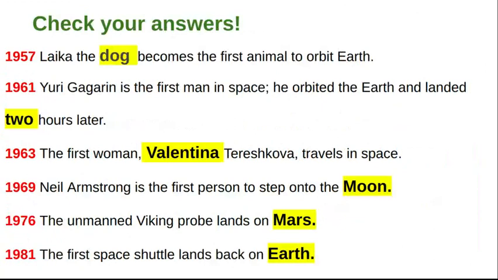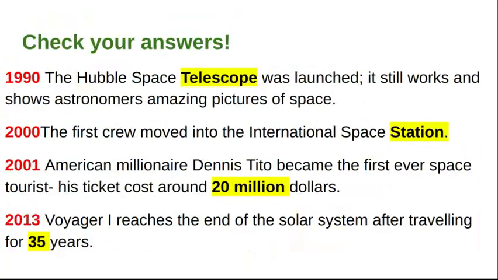How did you do so far? All right, and then the last ones were telescope, station, 20 million, and 35. Good job.